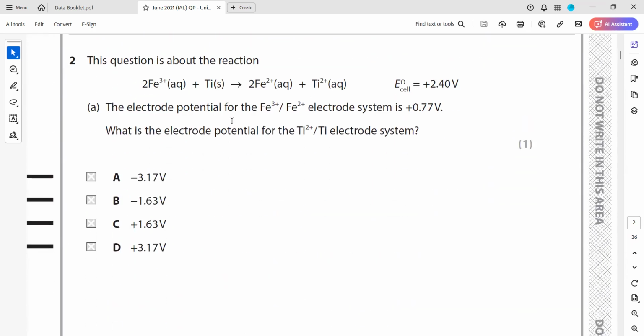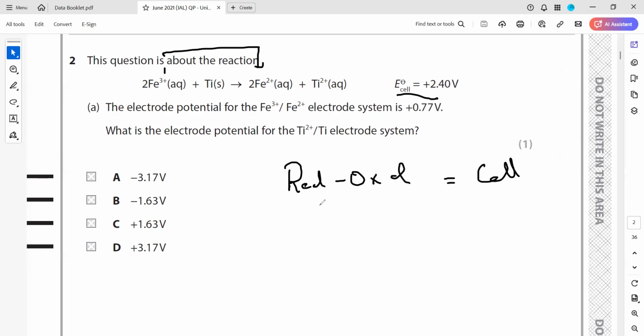This question is about the reaction. Iron 3 reacted with titanium to form iron 2 and titanium. The electrode potential for the system for iron 3 to iron 2 is 0.77 and the cell. What is the electrode potential of titanium? Look, the formula is that it's a cell. So remember, reduction minus oxidation will be equal to the electrode potential of the cell. So reduction, iron 3 becomes iron 2. So that is a reduction electrode potential.